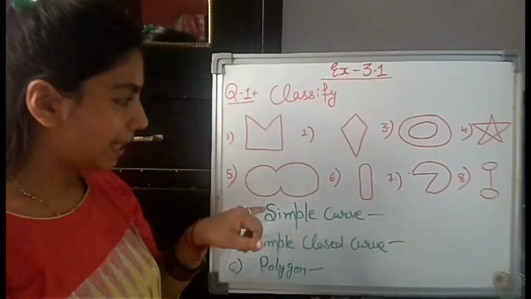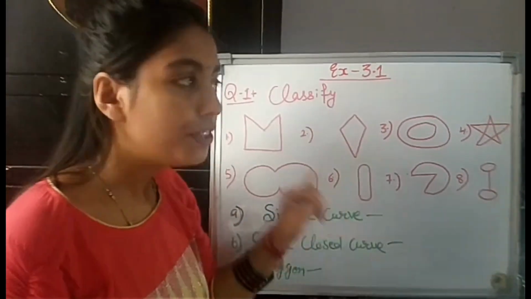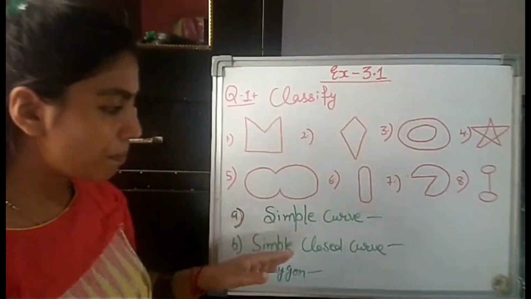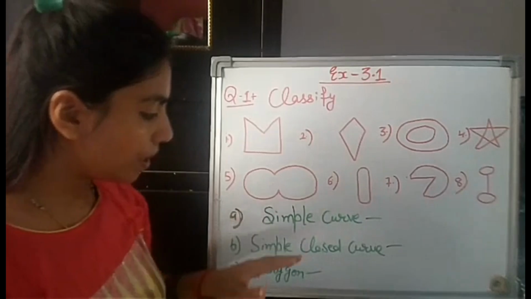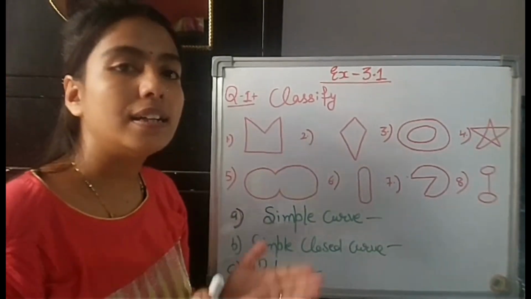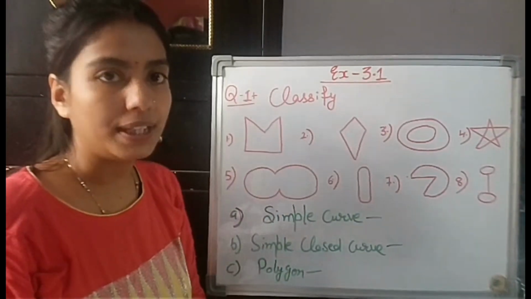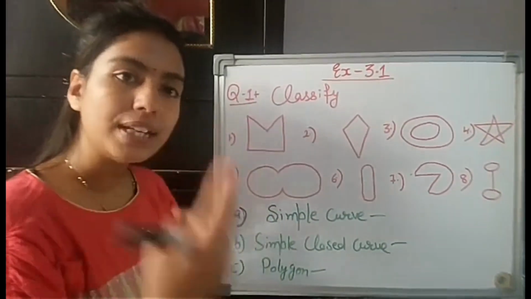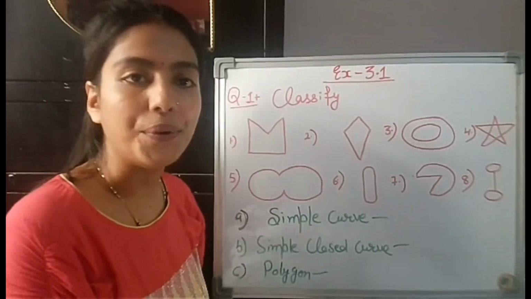You have to tell which figure is called a simple curve, which figure is called a simple closed curve, which figure is called a polygon, and which figure is called a convex or concave polygon. I am going to do these 3 parts. The rest of the 2 parts you will do on your own.